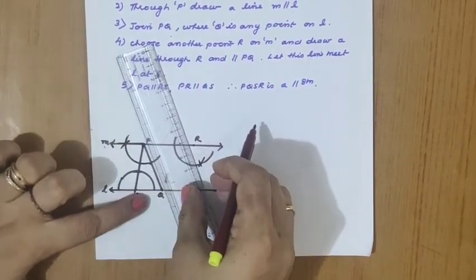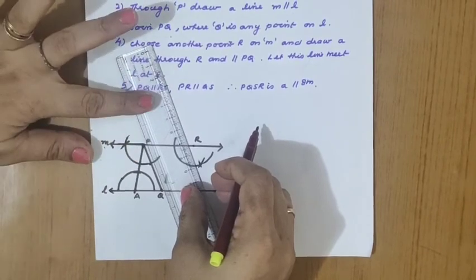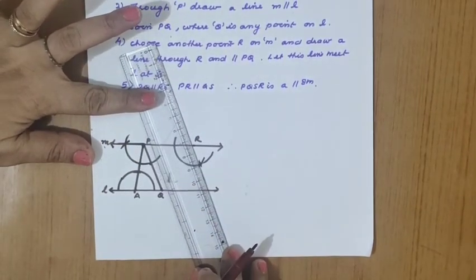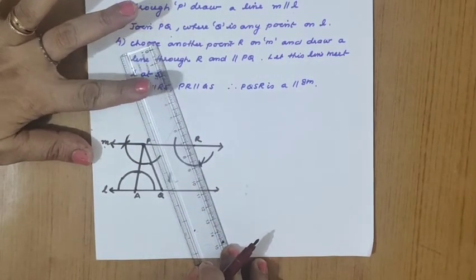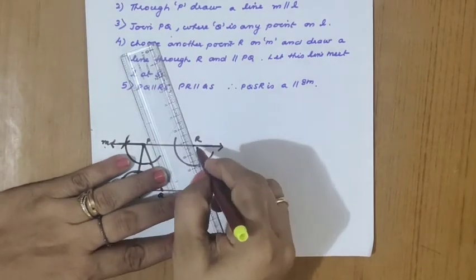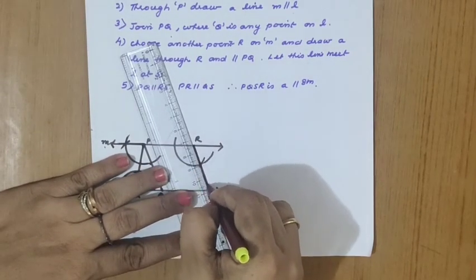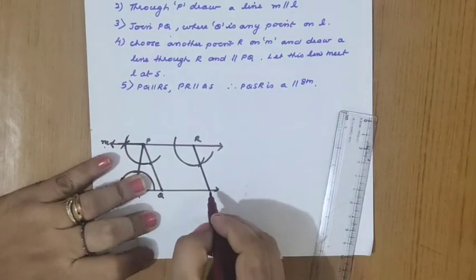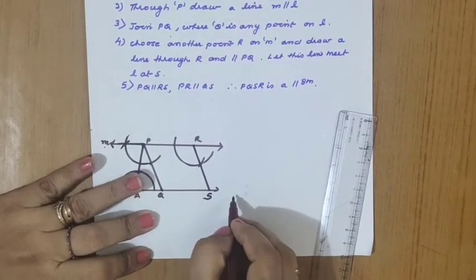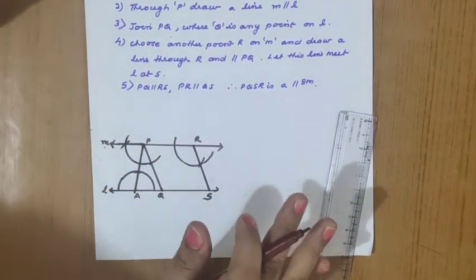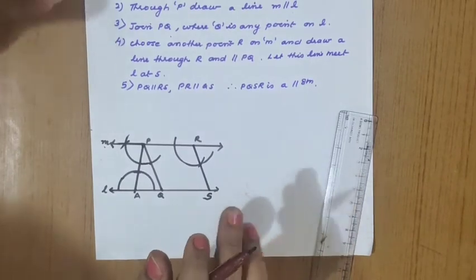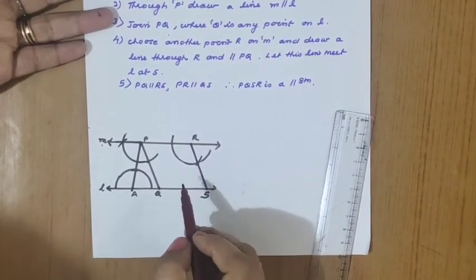Now this line is parallel we required. So I am keeping the scale with the PQ and moving towards R and joining with the first arc and extending. So here it is meeting L at S. Now we have completed the diagram. Now the question is not completed. What is the question asked?